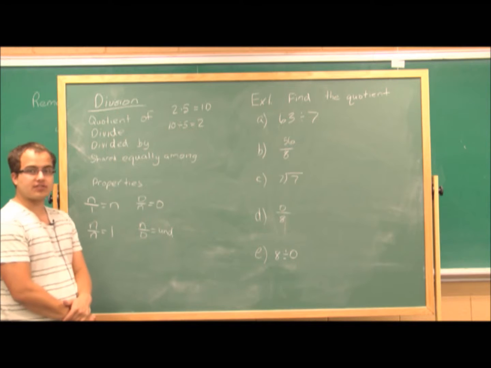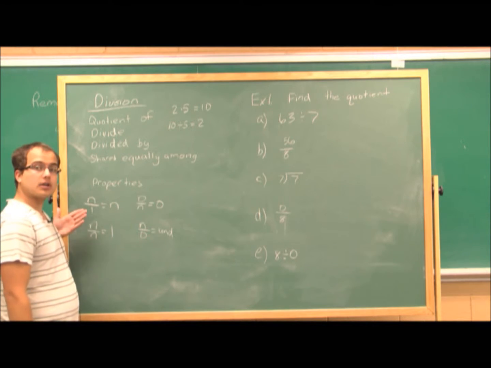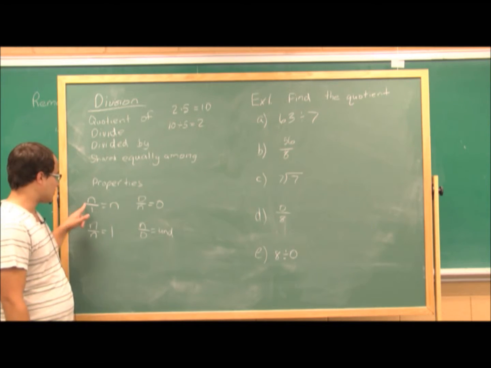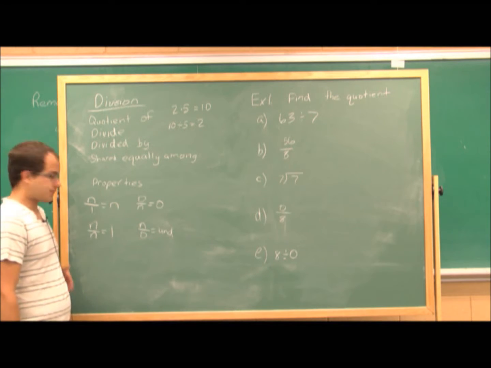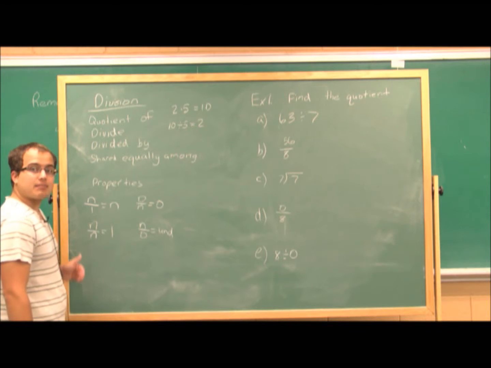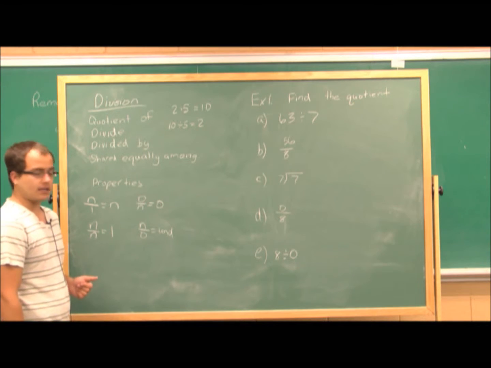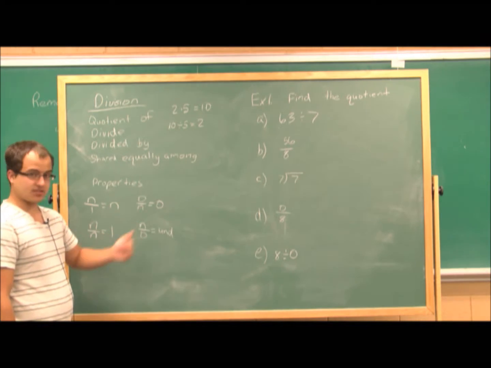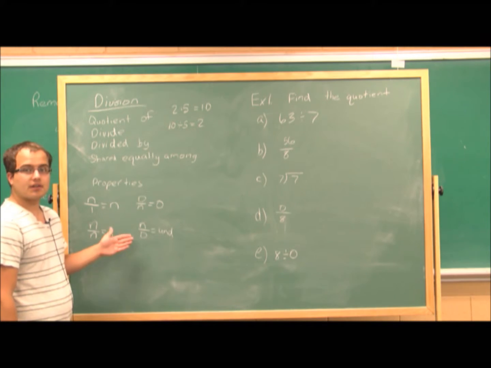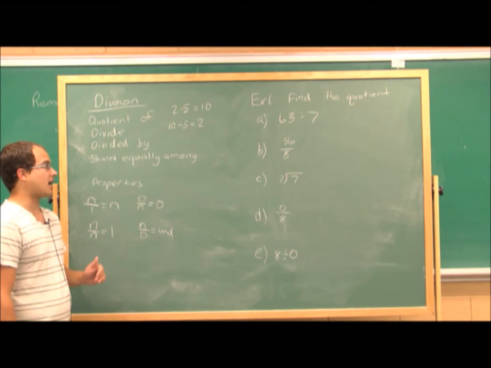Now, some properties of division. Any number divided by 1, because that's what the fraction bar means, divided by, equals the same number. Any number divided by itself is equal to 1. 0 divided by a number equals 0. And a number divided by 0 is always undefined.